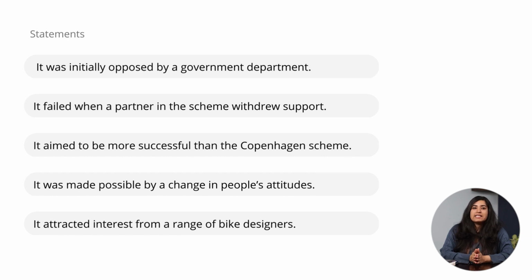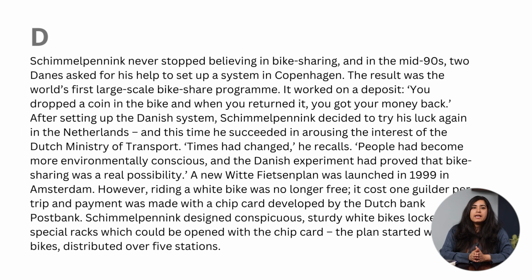Since we already have an idea about what the passage is about, we'll just need to give it a quick once-over to see if we missed out anything. If we cruise down to paragraph D, lines 7 through 9, "Times had changed," he recalls. "People had become more environmentally conscious, and the Danish experiment had proved that bike sharing was a real possibility. A new Witte Fietsen plan was launched in 1999 in Amsterdam." This means the Amsterdam bike sharing scheme of 1999 started because people's attitude towards the environment was positive, so D is one of our answers.